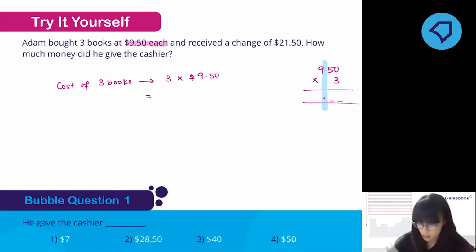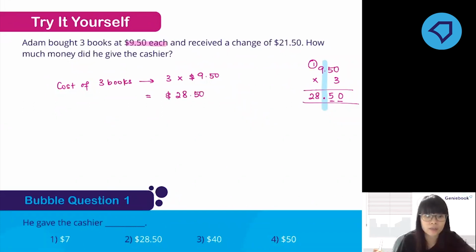0 times 3. Let's start over here, okay? Please look over here. 0 times 3 is equal to 0. 5 times 3 is equal to 15. 15, so 5, carry 1 over. How about 9 times 3? Do you know what's 9 times 3? 27. But then we are going to plus 1 on top over here, right? So it will be 28. So the total cost of 3 books is $28.50.